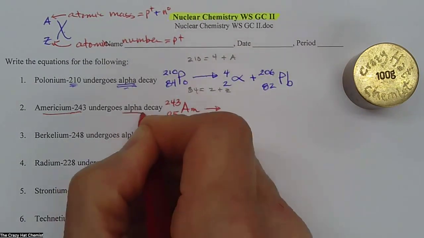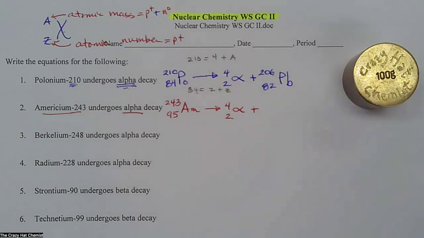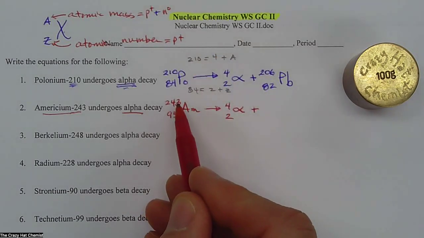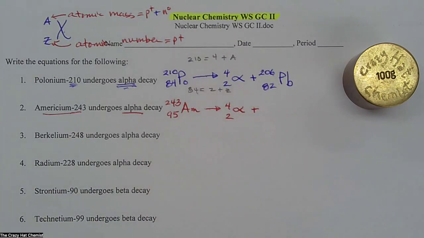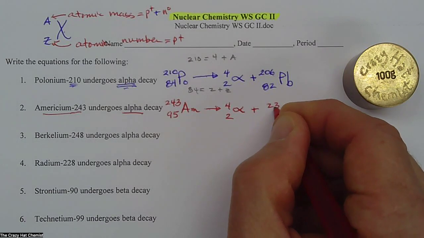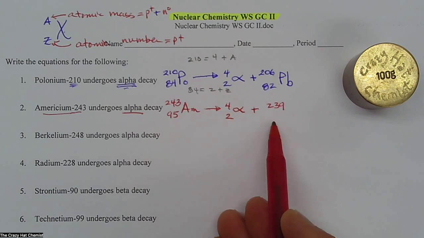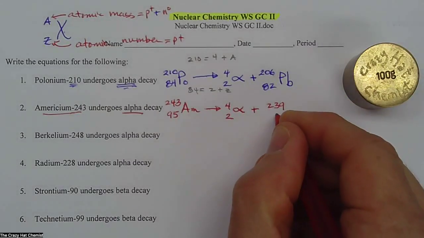This is going to undergo alpha decay, just like the last one. That's a 4, 2, the alpha symbol. And I'm going to have to write out what the A, the X, and the Z are for this as well. We're going to follow the same pattern that we did on the previous one. 243 is equal to 4 plus what number? So we're going to take 243 and subtract 4 from that, and we get 239. Then 95 is equal to 2 plus what number? We take 95, subtract 2 from that, and we get 93, just like that.